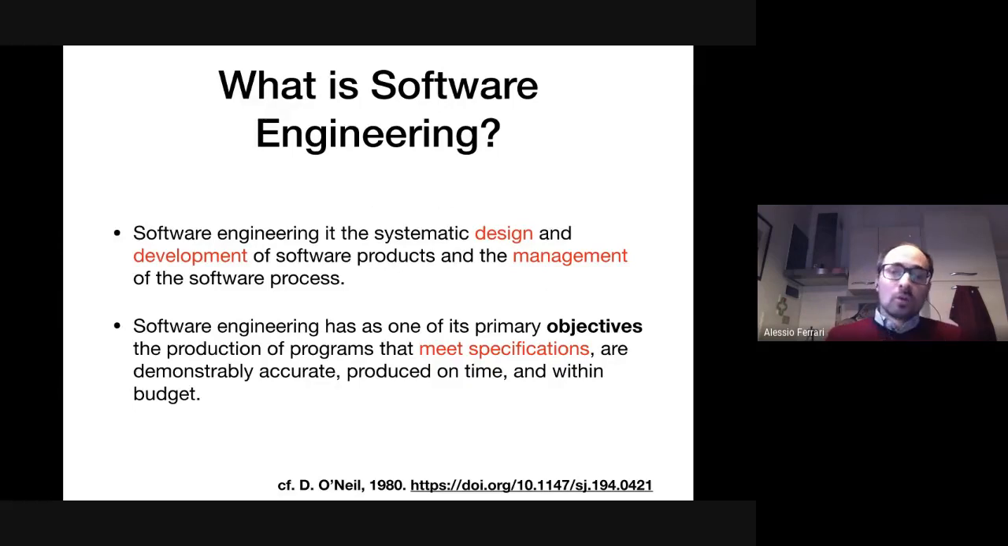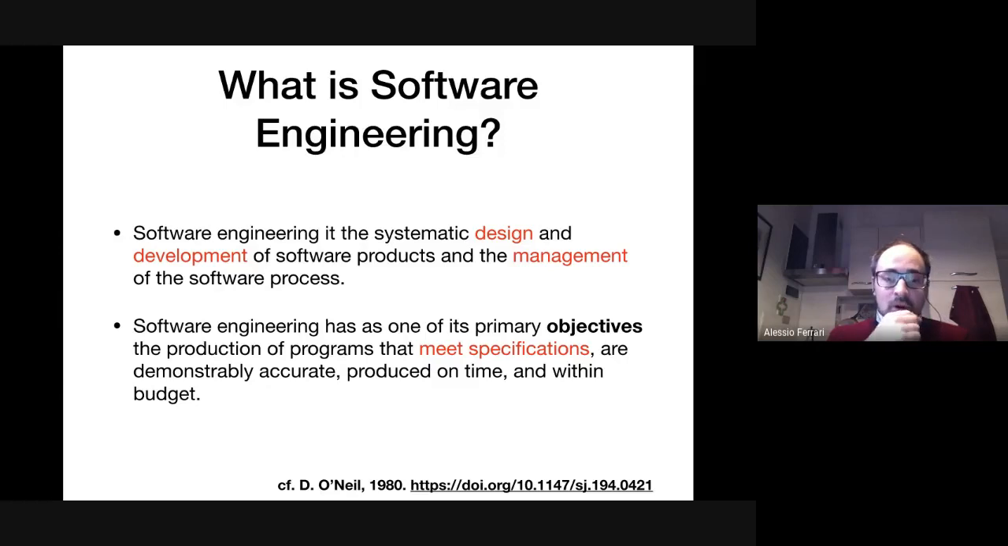So first of all, what is software engineering? Software engineering, we can read the slide and then we comment, is the systematic design and development of software products and the management of the software process. So the keyword here is design, development, and management. So it's not just coding, but also creating the architecture of the code, designing the code, planning for the software engineering process, and managing the software engineering process. And another keyword that is not read here is systematic. So systematic means that we have a set of strategies that we put into place to control the whole software process.